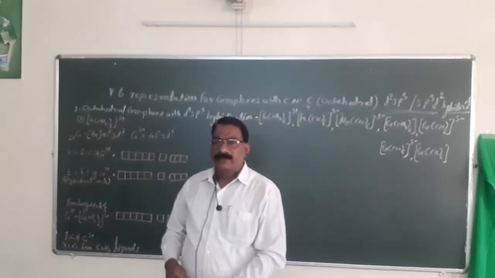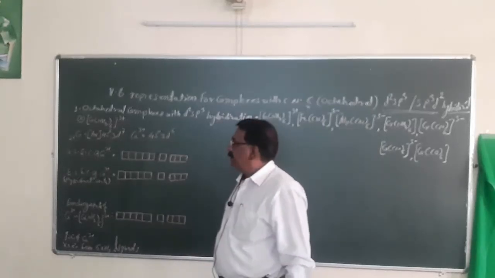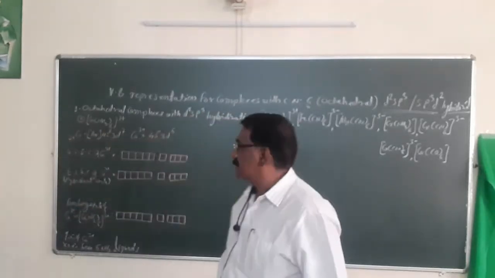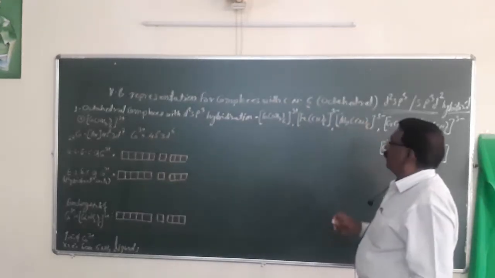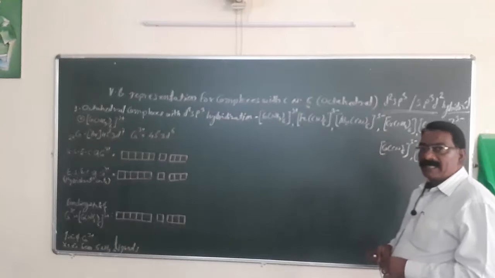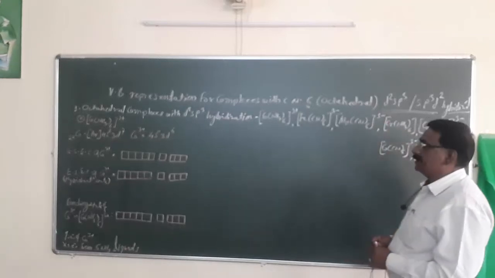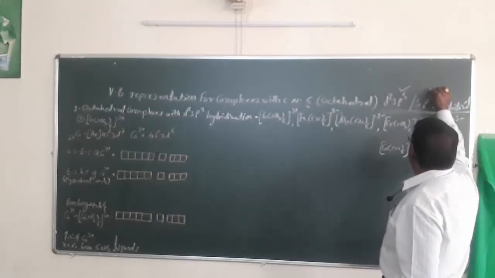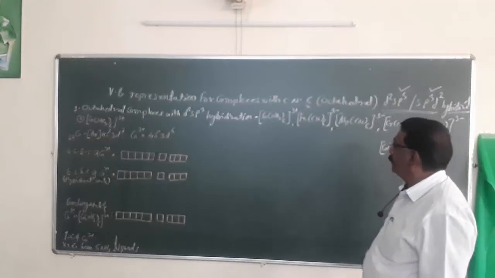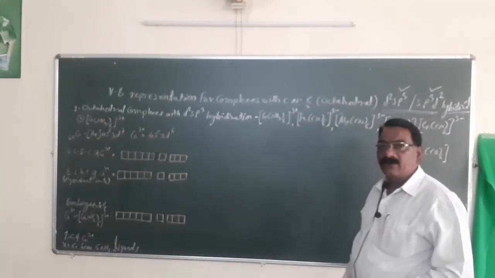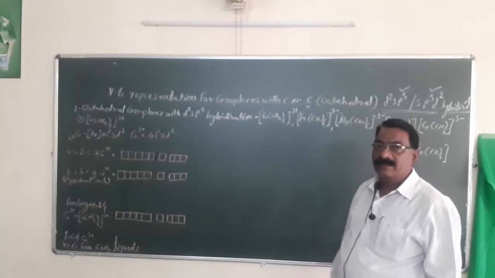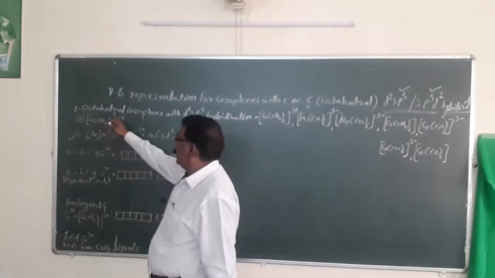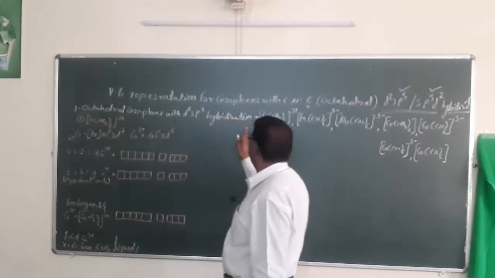Students, today we are going to see the valence bond representation for the complexes with coordination number 6. That is octahedral complexes. These octahedral complexes have two types of hybridization, d2sp3 and sp3d2 hybridization. Out of that, first we are going to see the complexes with the hybridization d2sp3. So first we see octahedral complexes with d2sp3 hybridization.